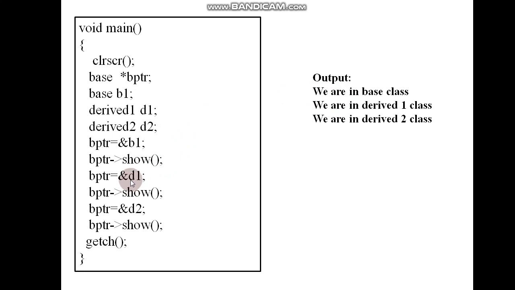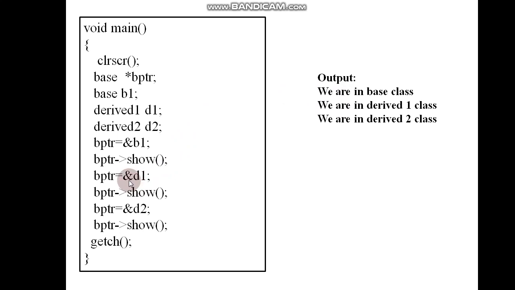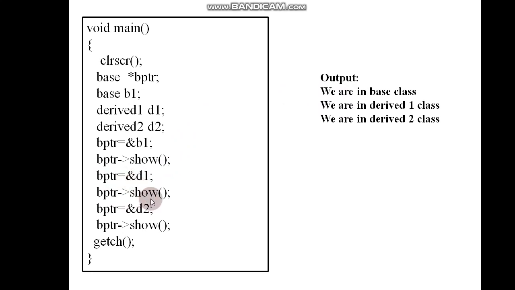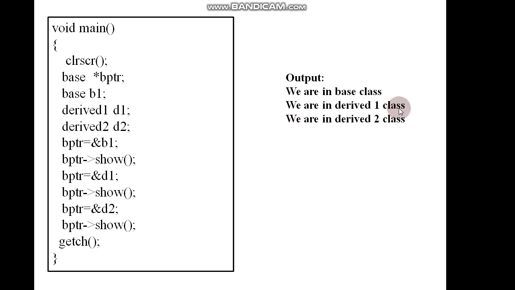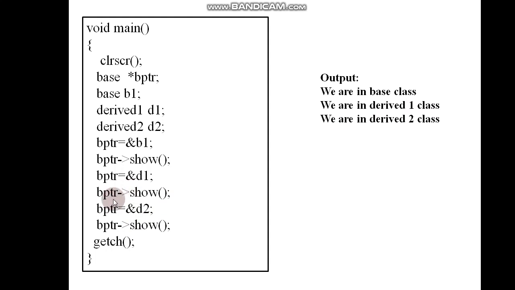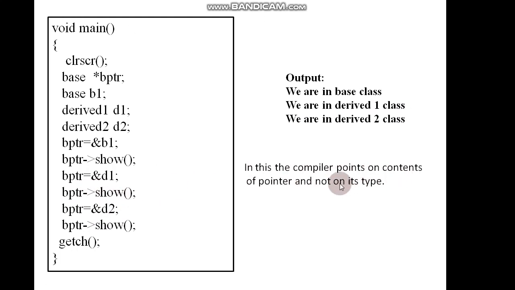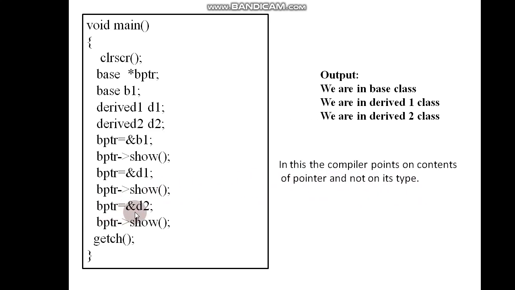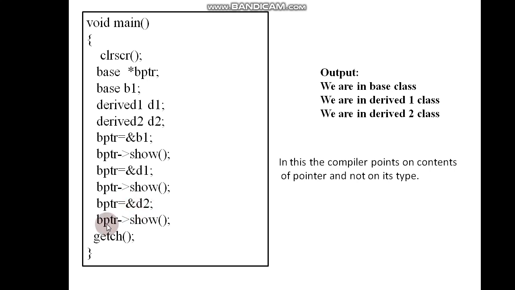Then if we store the address of D1 into BPTR and we call show, we are in derived 1 class will be displayed. Now the compiler concentrates on the contents of the pointer but not on its type. If BPTR stores the address of D2, then it calls the show function from D2. So this is the use of a virtual function.